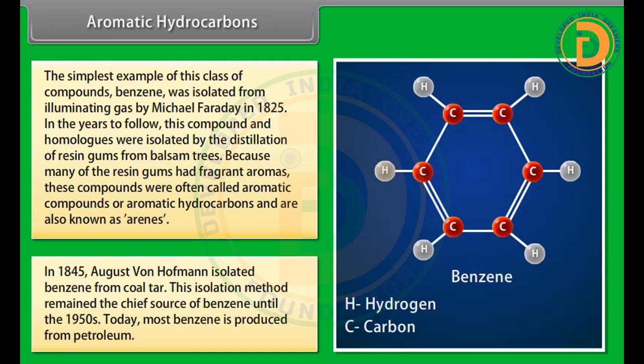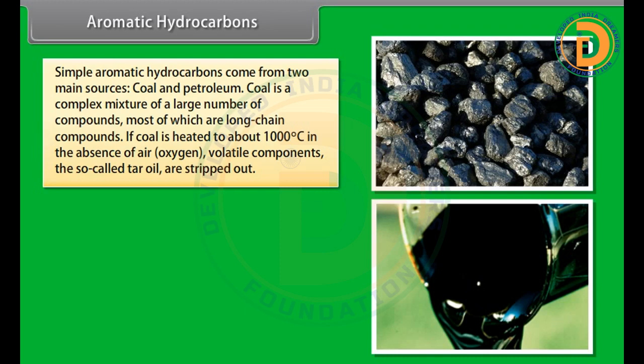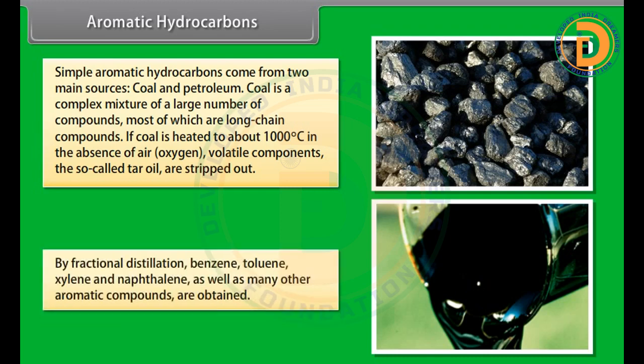In 1845, August von Hofmann isolated benzene from coal tar. This isolation method remained the chief source of benzene until the 1950s. Today, most benzene is produced from petroleum. Simple aromatic hydrocarbons come from two main sources, coal and petroleum. Coal is a complex mixture of a large number of compounds, most of which are long-chain compounds. If coal is heated to about 1000 degrees Celsius in the absence of air or oxygen, volatile components, the so-called tar oil, are stripped out. By fractional distillation, benzene, toluene, xylene, and naphthalene, as well as many other aromatic compounds, are obtained.